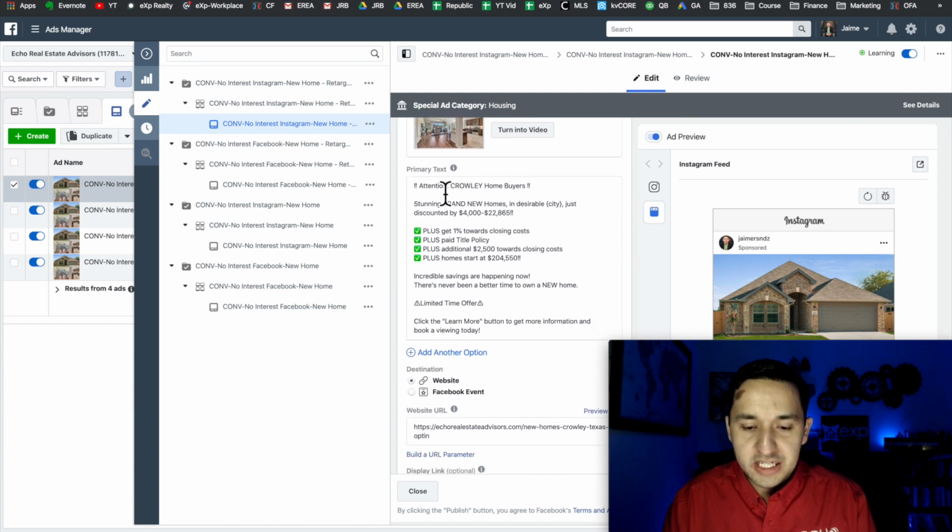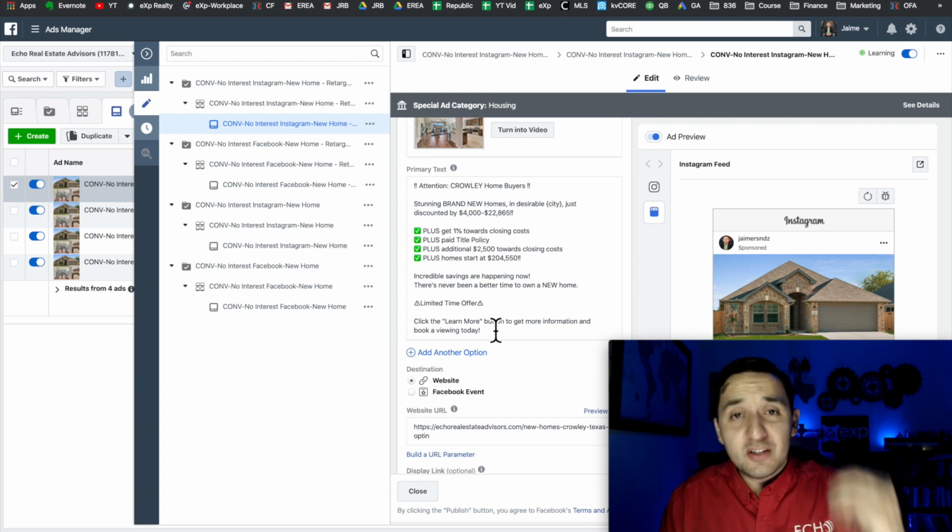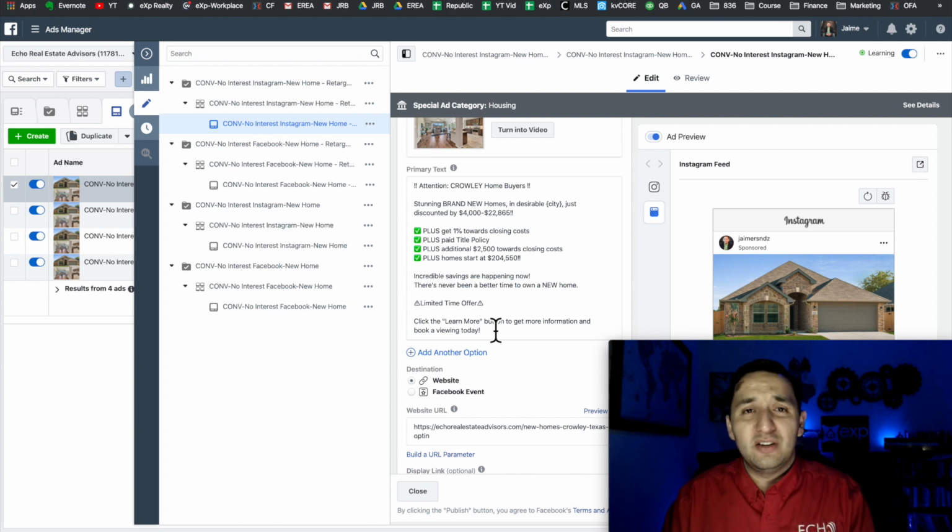So you see here, attention, and then the city, home buyers, stunning brand new homes, and then you show the discount. You show the percentage changes. You show the benefits of buying new. A lot of people don't necessarily know that these options are available when they buy new, so there's a lot of opportunity for them.